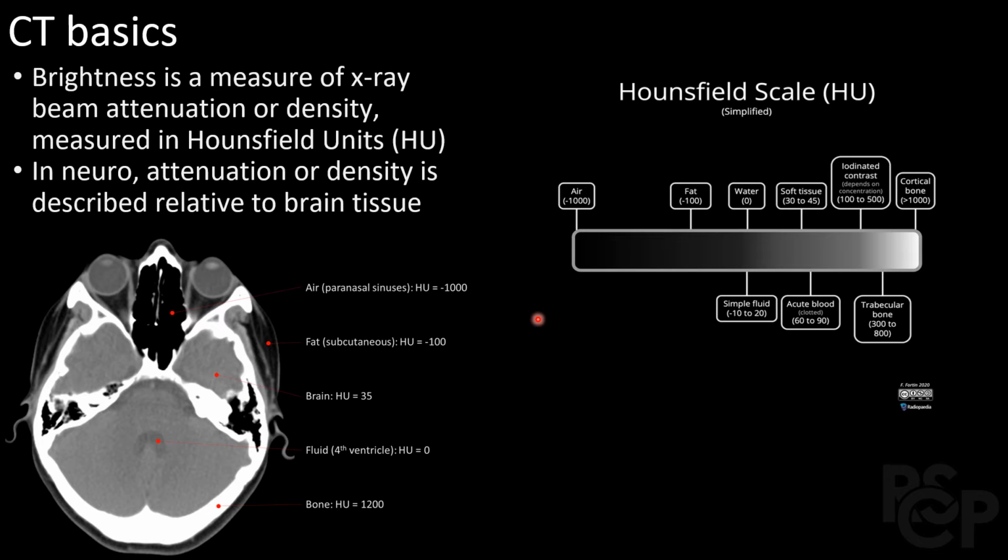Okay, so let's start with a brief technical review of how CT actually works. So imagine you order a head CT for a patient. As the patient passes through the scanner, it will emit X-rays that traverse the tissues of the patient's head.